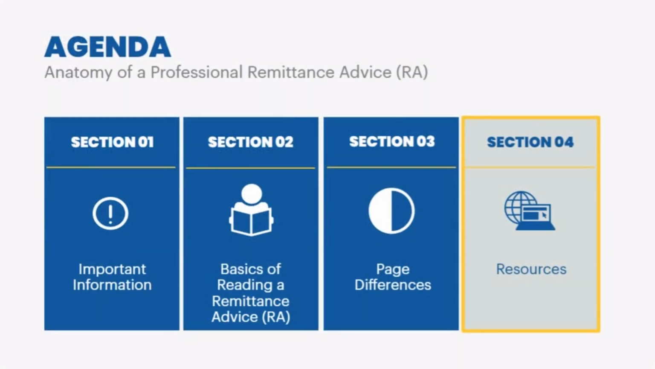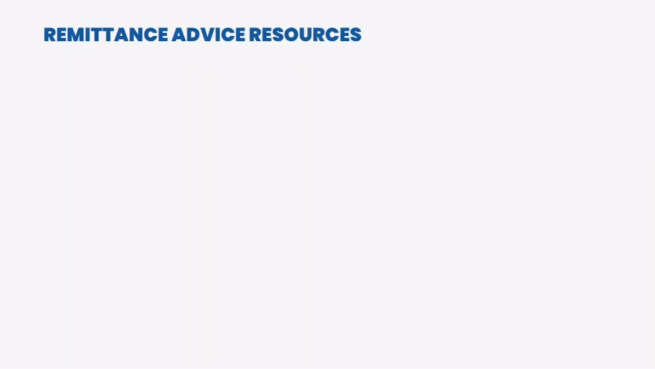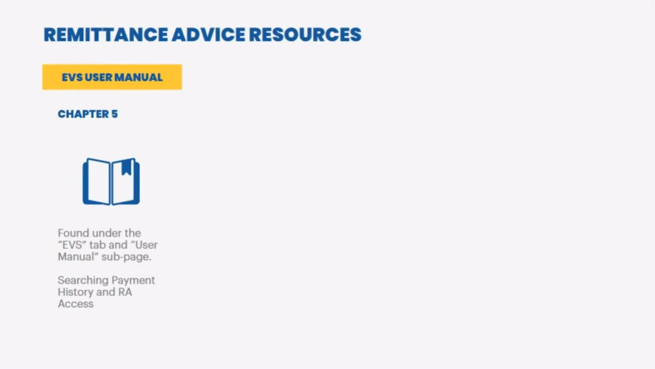In the final section, this video will cover helpful resources for more information on retrieving, navigating, understanding, and using your RA. Chapter 5 of the EVS User Manual, Searching Payment History and RA Access, can be found under the EVS tab on the User Manual page.